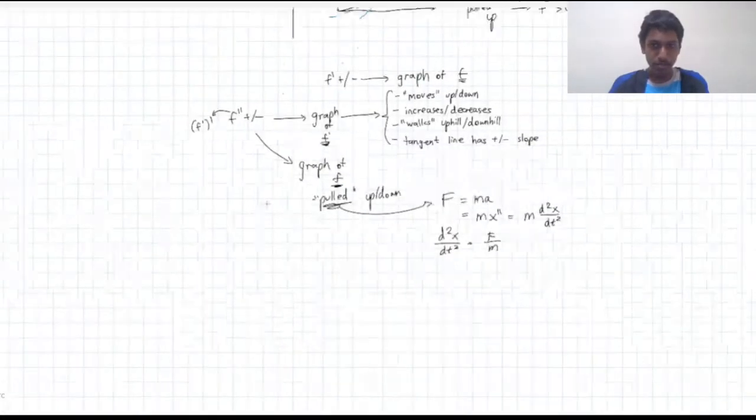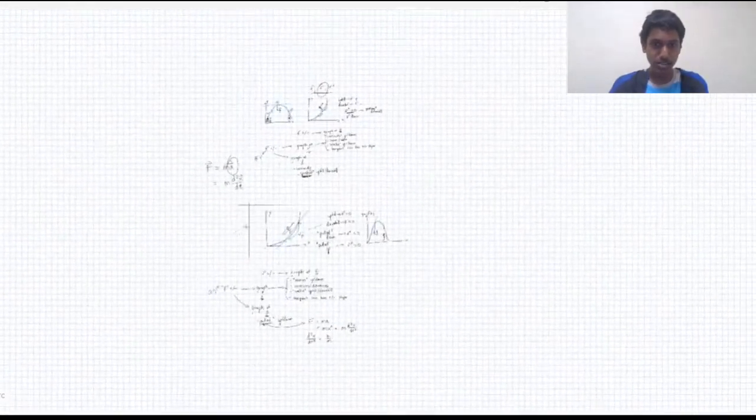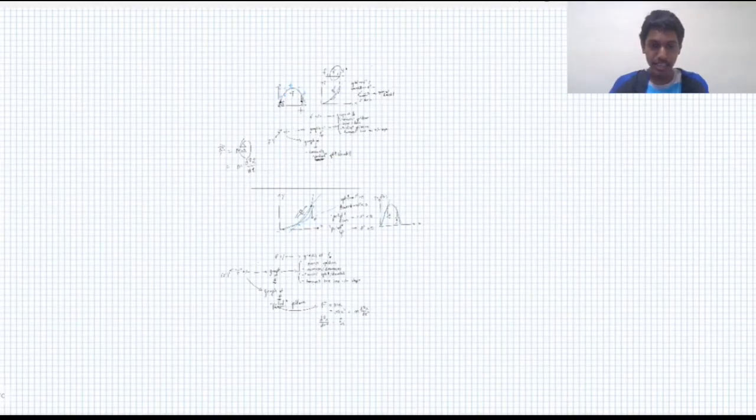So when we later apply these concepts to optimization and all these cool things, you're really going to need to have a basic understanding of f prime and f double prime solid so that we can continue on with optimization.